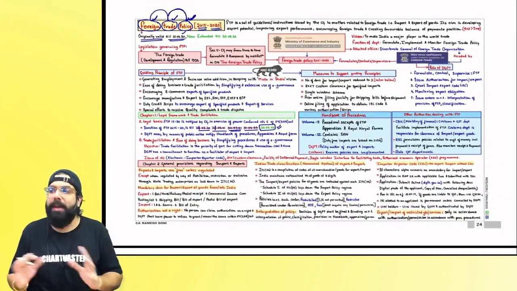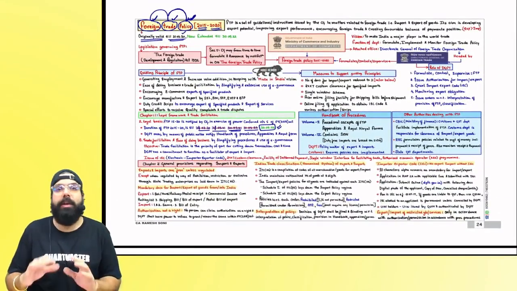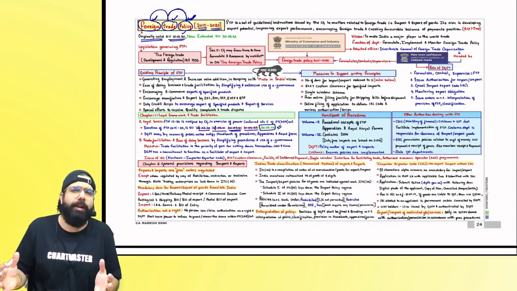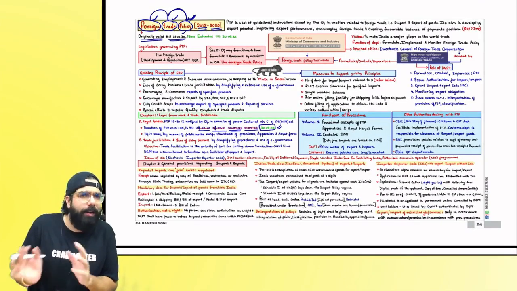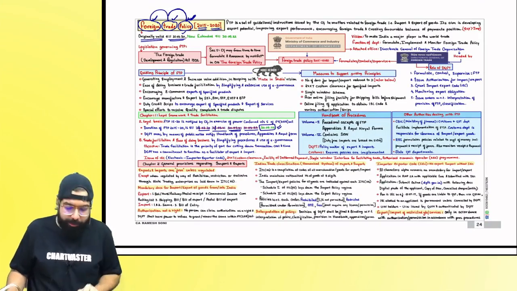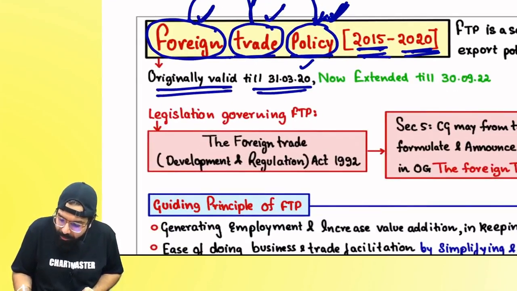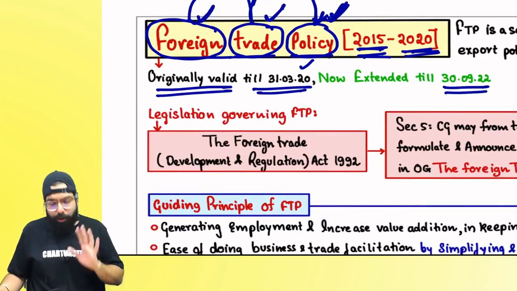But as of now, the basics for the foreign trade policy for November and May are going to be the same. Detail might change a little bit here and there. Let's go ahead and understand foreign trade policy 2015-20, now extended till 30th September 2022.